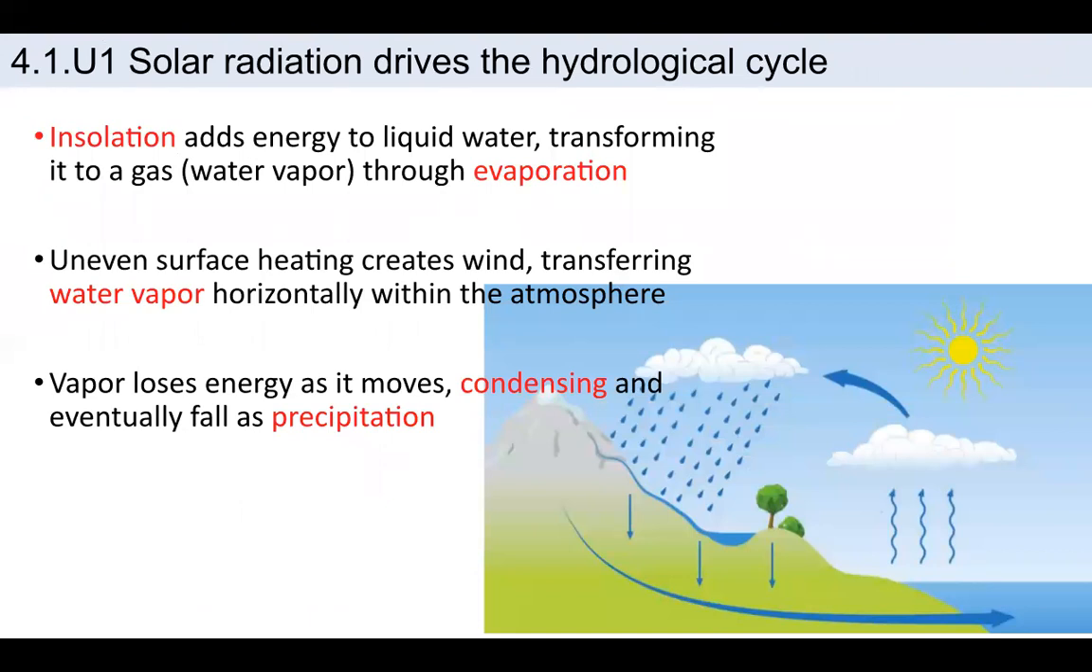Okay, so this understanding is that solar radiation drives the hydrological cycle. That's a really fancy way of saying that the sun powers the water cycle. So insolation, fancy word for sunlight, adds energy to liquid water, which causes it to evaporate and turn into a gas. So there's the initial driver of the water cycle.